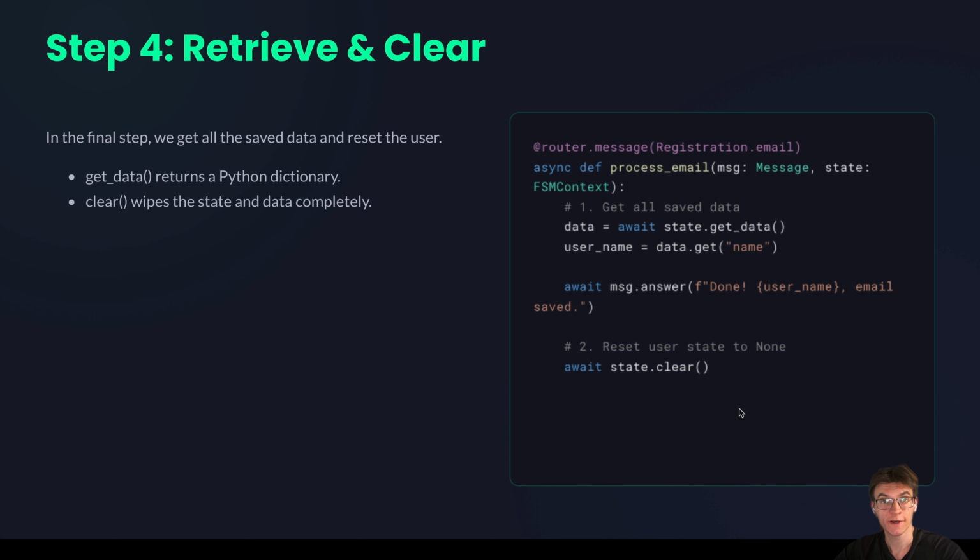Step number 4. In the final step, we get all the saved data and reset the user. For this purpose, we have an asynchronous method, getData, that returns the dictionary with all the saved data that we have collected so far. We access this data by keyword arguments, and then we just send the message "Done, email saved," and then we just clear the state of the user. We can do whatever we want with this received data. You can call different methods, sending this data to the database or an external API.